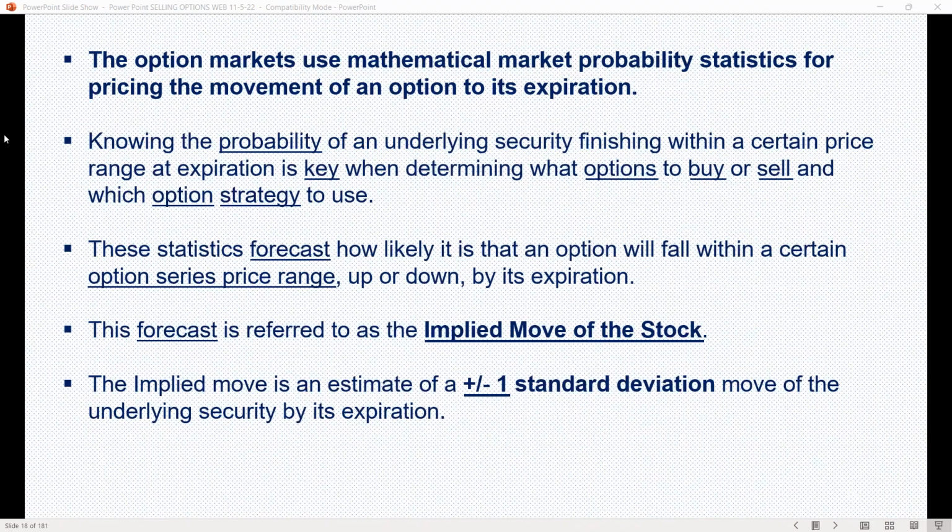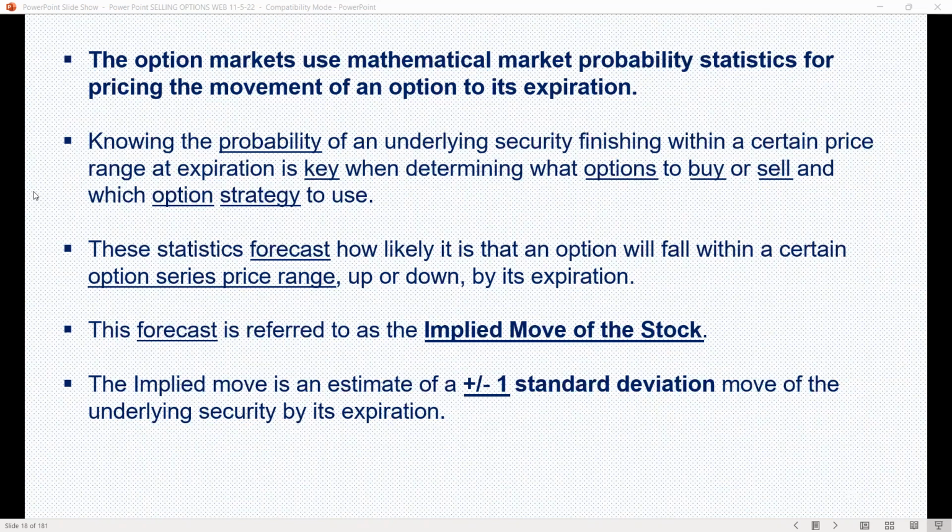So when we're looking at the option market makers and the mathematical market, that's what we're using to give us these probability statistics for price movement of an option into its expiration. By knowing the probability of your underlying security finishing within a certain range at its expiration, that is really key to determine what options you want to buy or sell and what option strategy to use. Now, these statistics will forecast how likely it is that an option will fall within a certain range of its option series price range, up or down, by that expiration date.